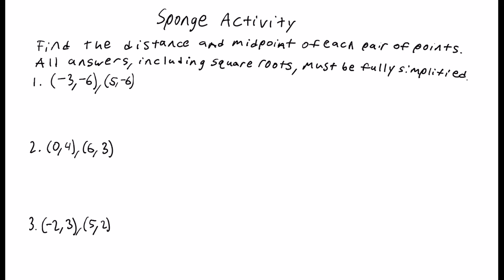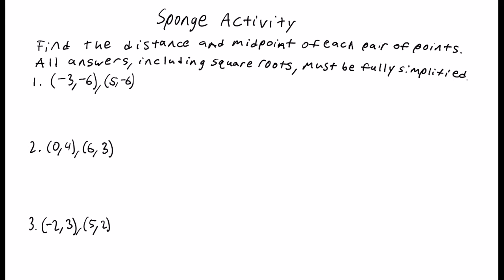Alright, now time for the sponge. I want you to find the distance and midpoint of each pair of points. And make sure all your answers, including the square roots, are fully simplified. So, if you have any fractions, make sure they're fully reduced. And if you have any square roots, make sure there's no perfect squares underneath them. Take them all out, like we learned last class.